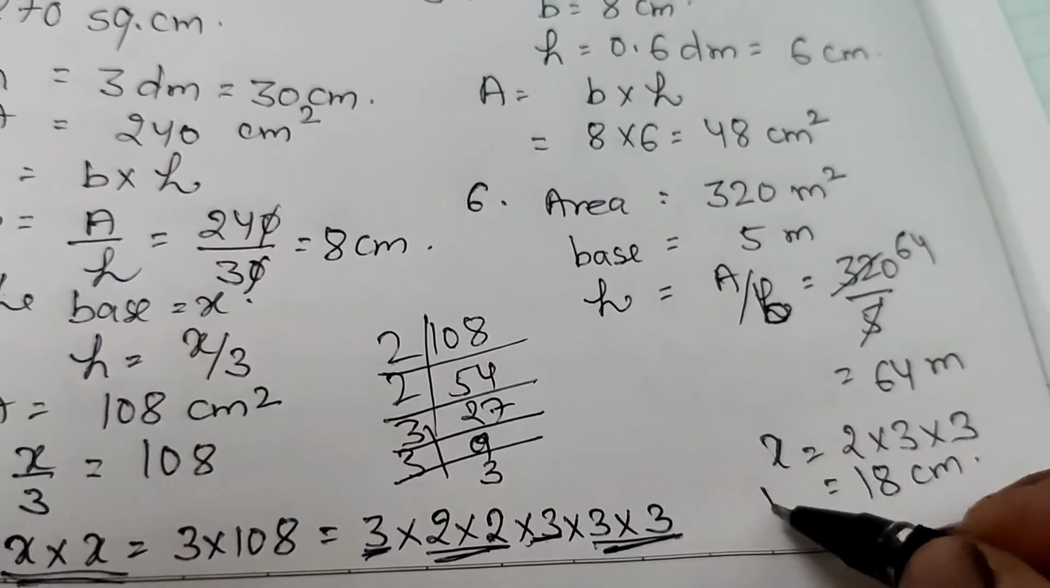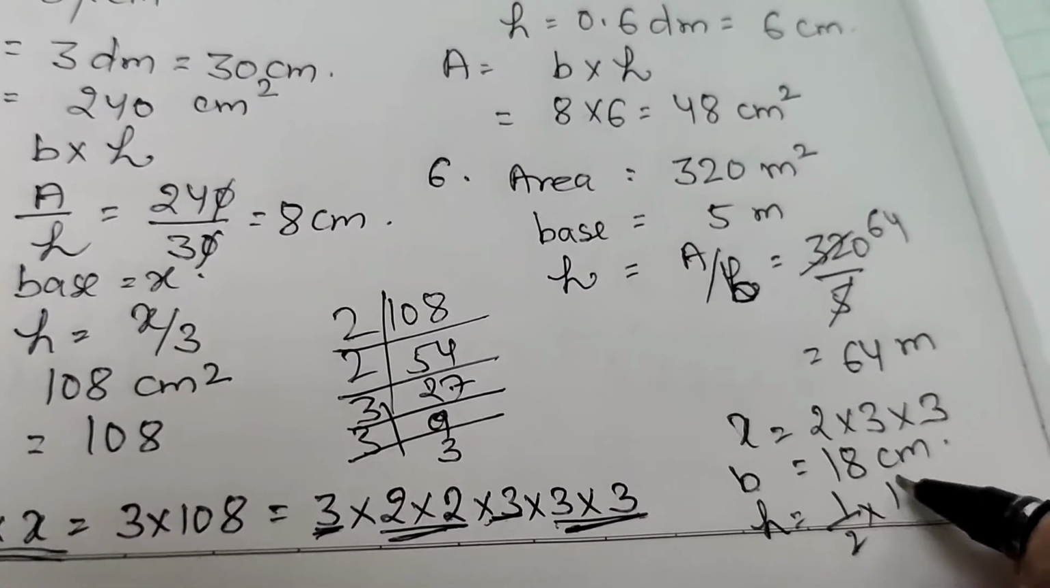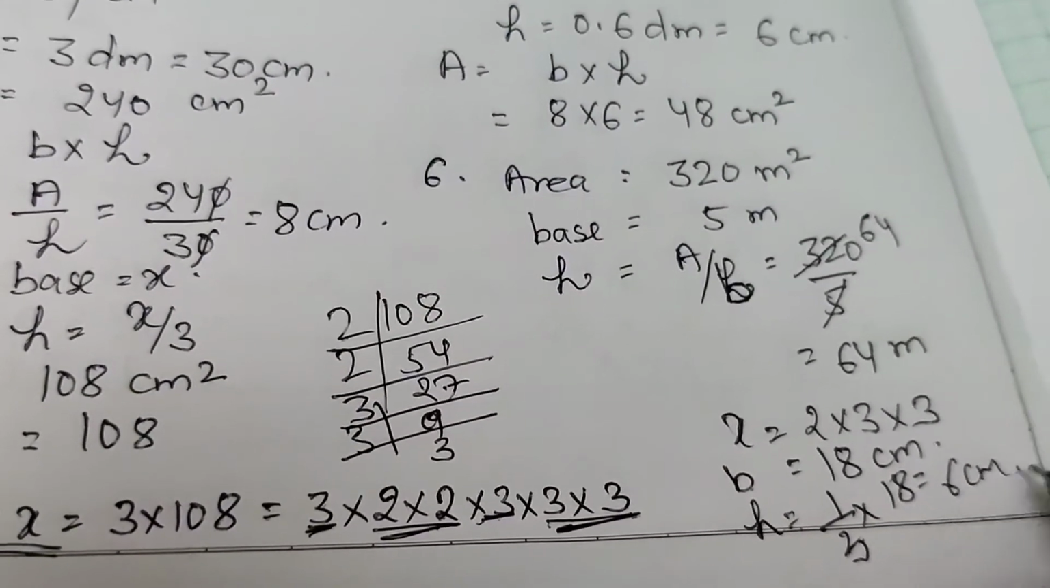That is, base equals 18. Then height equals 1/3 of the base. 1/3 of the base means 6 centimeter.